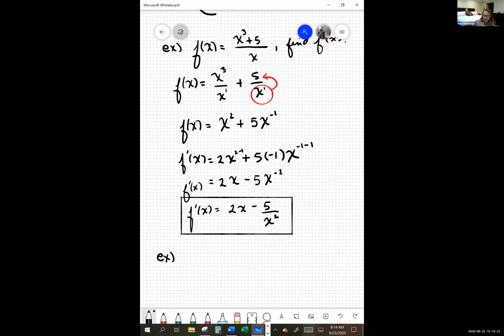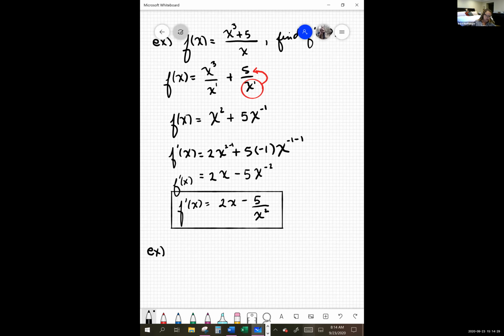Okay, so here's another one that's kind of similar, but maybe a little more difficult. So what if it was g of x equal to x cubed minus 4x all over the square root of x. It wants you to find g prime of x.